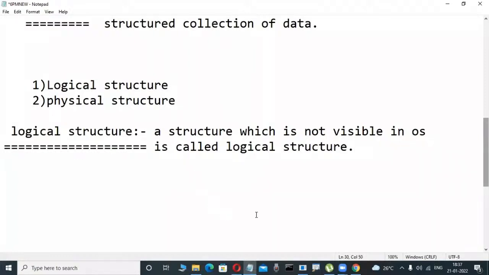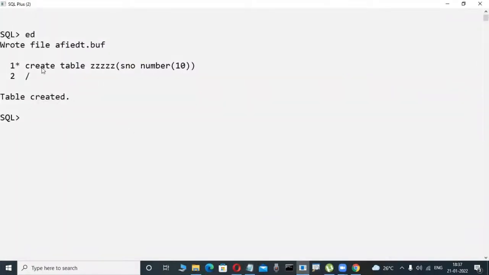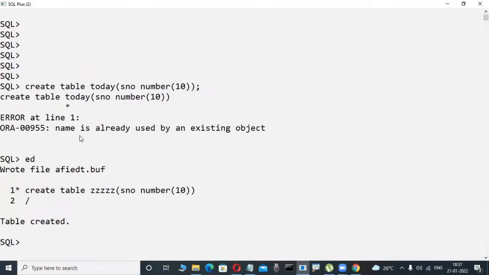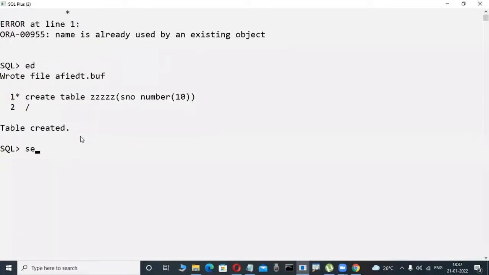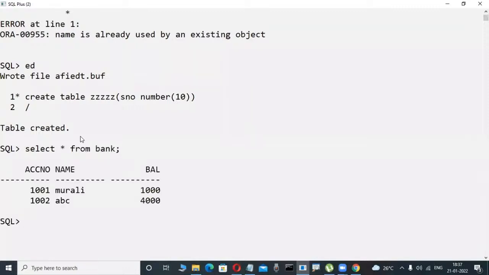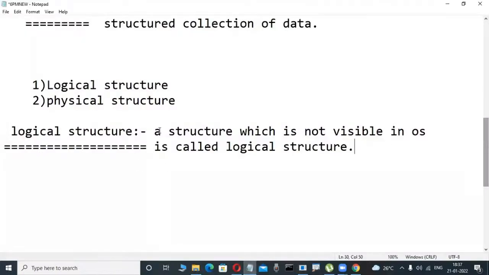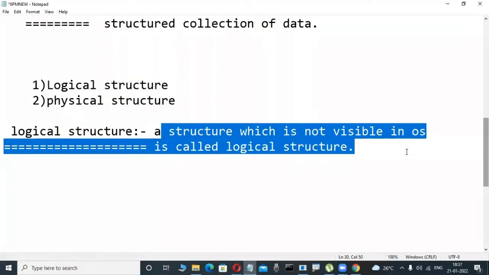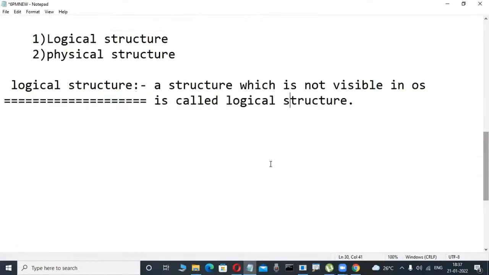That's why when you are creating a table, we are unable to view it in the C drive or D drive. But where it is visible? Yes, in a database. In this database only, those tables are visible. They are not visible in your C drive, D drive. That's why a structure which is not visible in the operating system is called a logical structure.